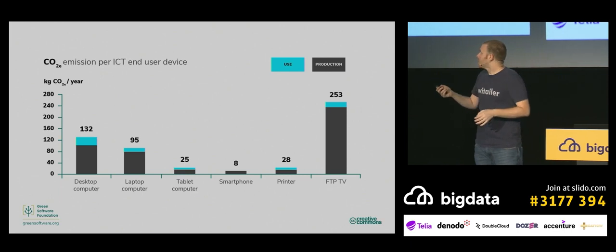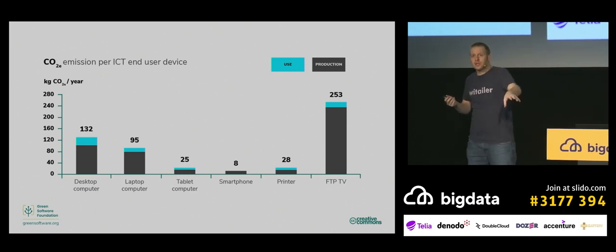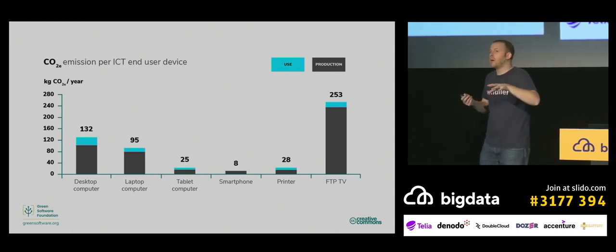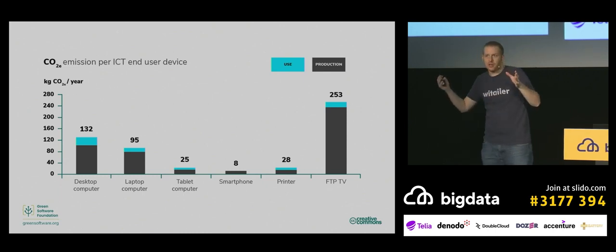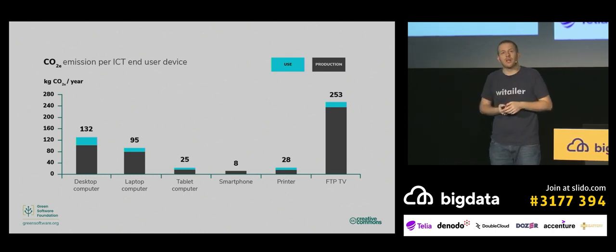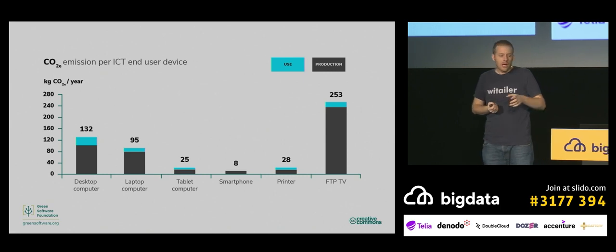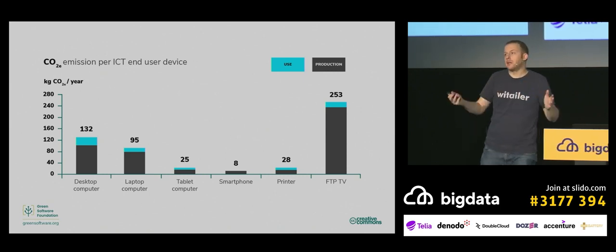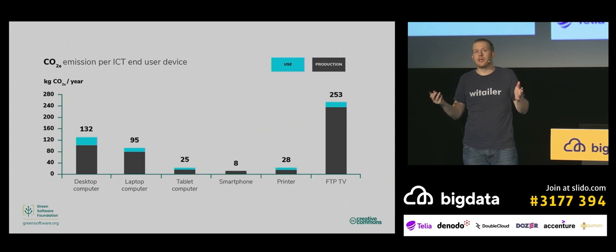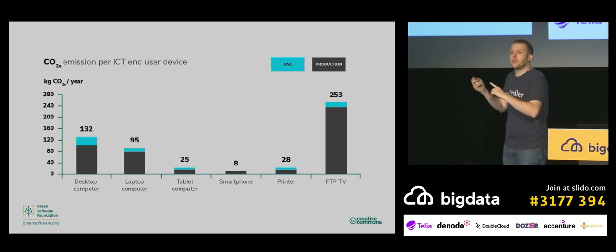So what does it mean? That by producing that smartphone, the factory emitted like 8 kilograms of CO2. So it's better to extend the usage of this device. And that's not the only information on this slide.